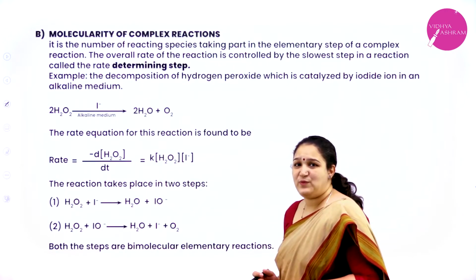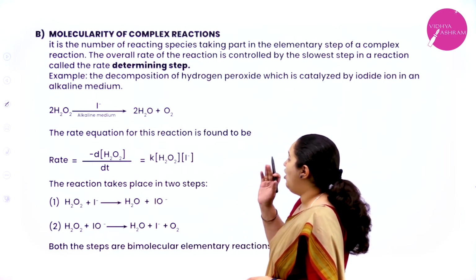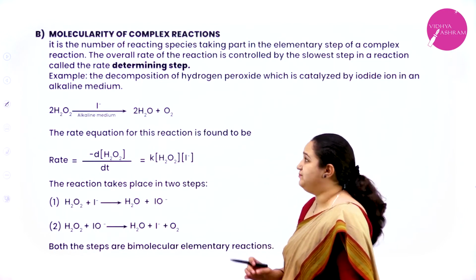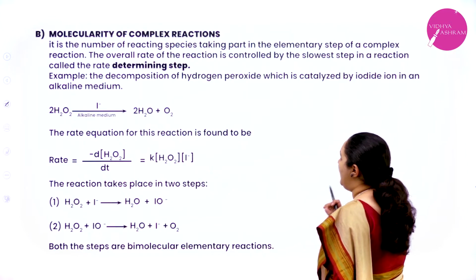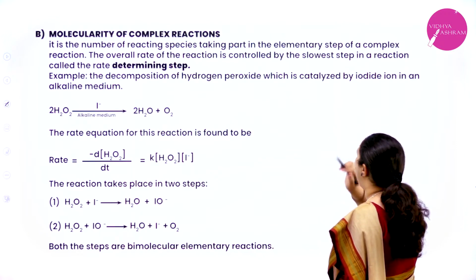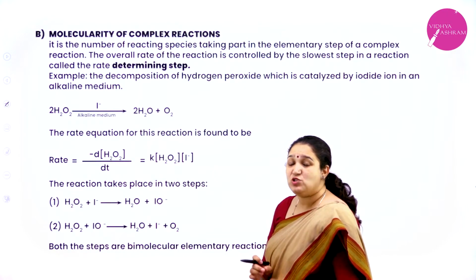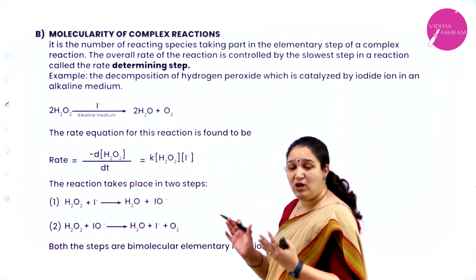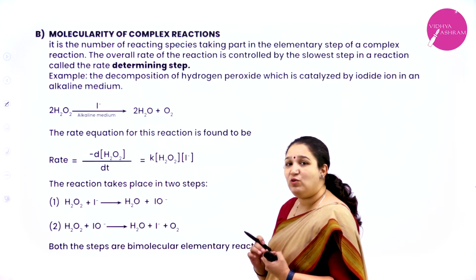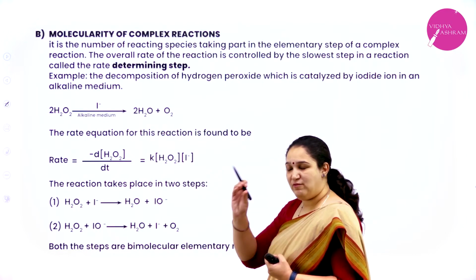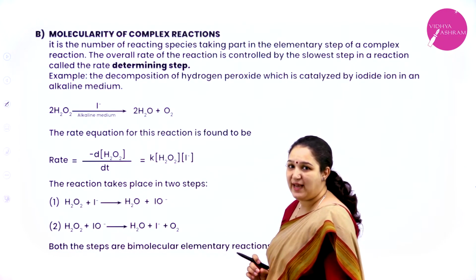So we'll see what a complex reaction is and how we calculate the molecularity there. Okay. Next we have molecularity of the complex reaction. It is the number of reacting species taking part in an elementary step of the complex reaction. So molecularity for the overall reaction we do not give. We only tell the molecularity for every step in a complex reaction.